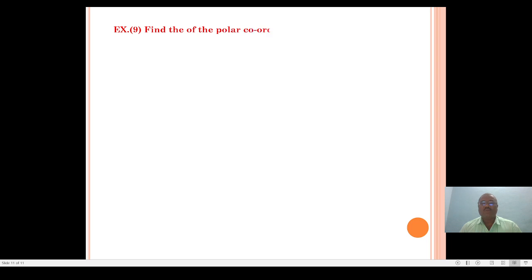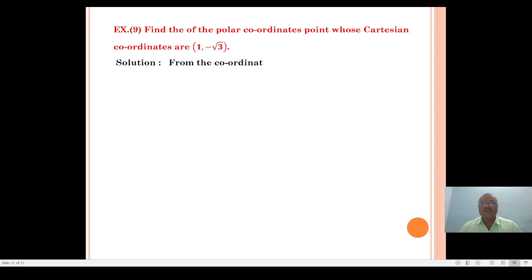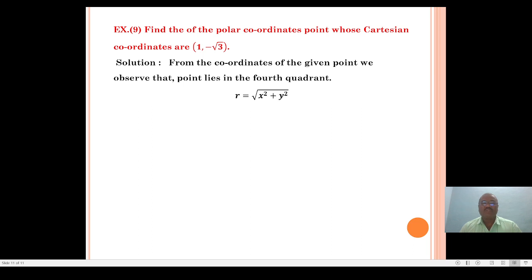Find the polar coordinates of the point whose Cartesian coordinates are 1 and minus root 3. From the coordinates of the given point, we observe that the point lies in the fourth quadrant, meaning the x coordinate is positive and the y coordinate is negative. So r equals root of x square plus y square gives r equals root of 1 square plus (minus root 3) square, equals root of 1 plus 3 equals root 4, and that is r equals 2.